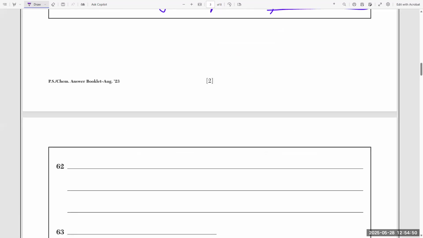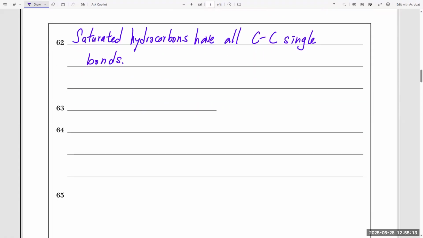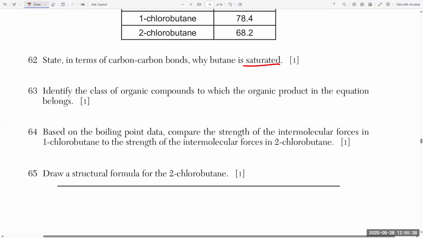So, saturated hydrocarbons have all carbon-to-carbon single bonds. Okay, that's it. Because remember, because they're all single bonds, then therefore they have the maximum number of bonds sticking out of the carbon. So therefore you could have as many hydrogen as possible coming in and saturating the molecule, right? That's what's called saturated. Number 63, identify the class of organic compounds to which the organic product in the equation belongs.